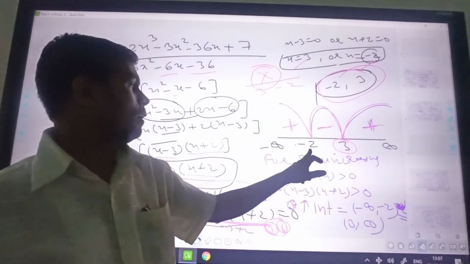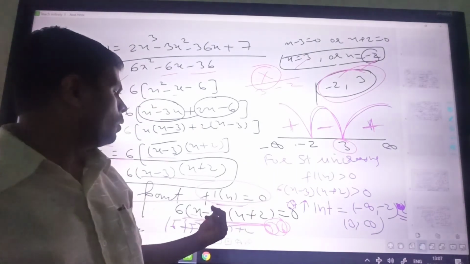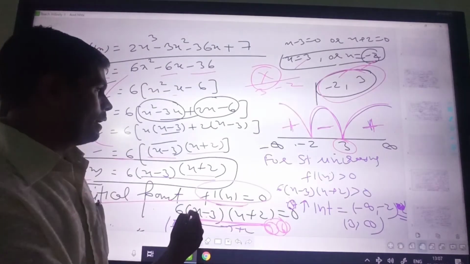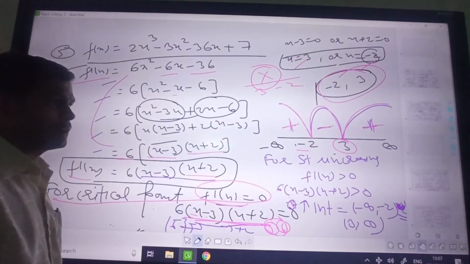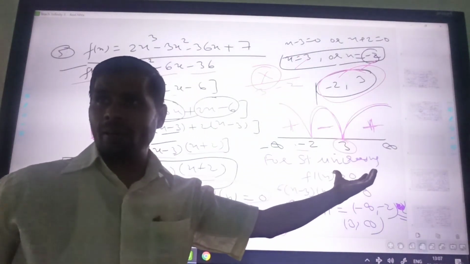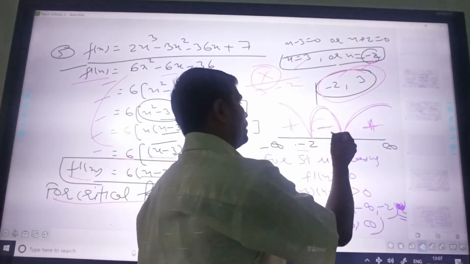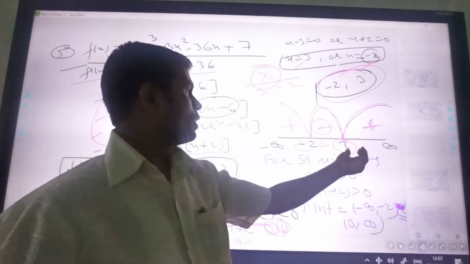Then if you give a value between minus 2 and 3, suppose you take 0, whatever value you take here, it will always give negative. And again if you give a value less than minus 2, it will give you a positive result. So the interval where it is positive will be an increasing interval, and the interval with the negative sign will be a decreasing interval. So increasing will be 3 to infinity.